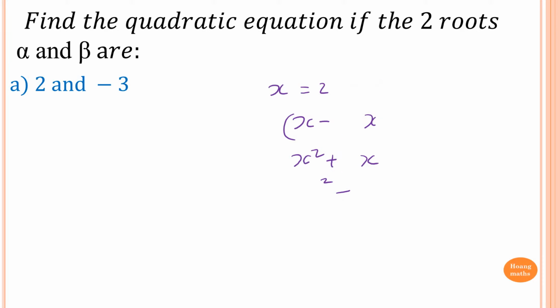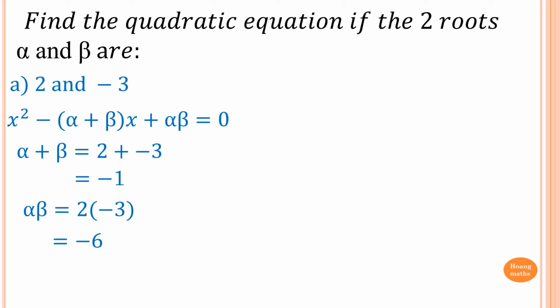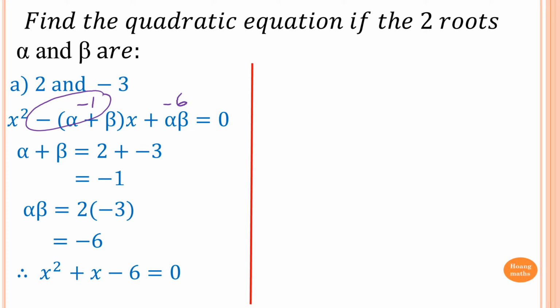The method we use is just the general equation with alpha and beta. We know the general equation for this is that. Now, we work out alpha plus beta is equal to 2 plus negative 3, which is minus 1. And then alpha beta is 2 lots of minus 3, which is minus 6. So this is negative 1 and this is minus 6. Minus minus gives me a plus. So this gives me the equation here. Therefore, x squared plus x minus 6 equals 0 is the equation for that.